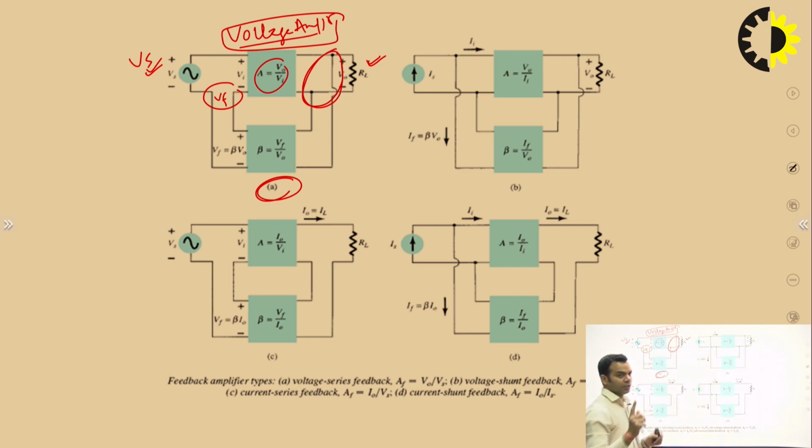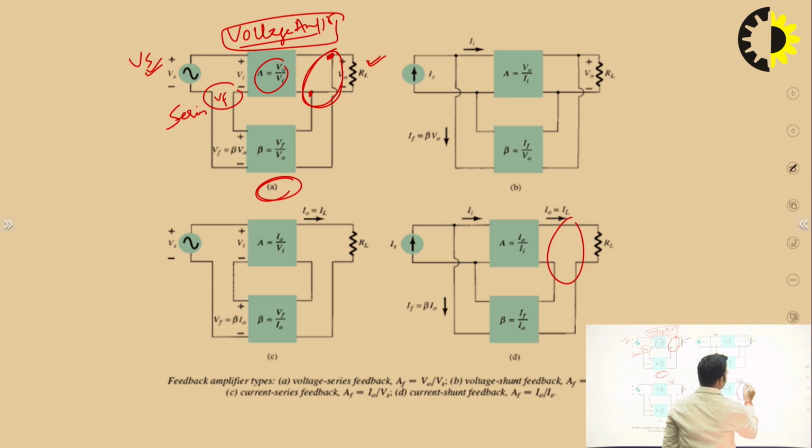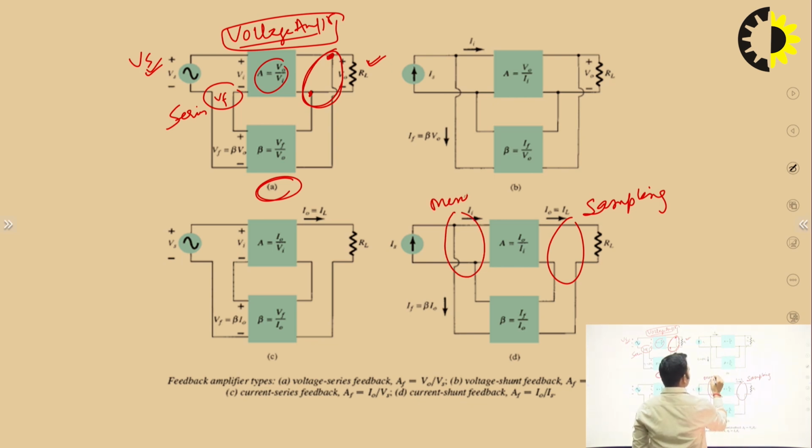Okay. So, in case of voltage, sampling is done in parallel or shunt and mixing is done in series. Is it clear? For voltage, sampling is done in shunt, mixing is done in series. For current, let us consider this example of current. For current, sampling is done in series and mixing is done in shunt.